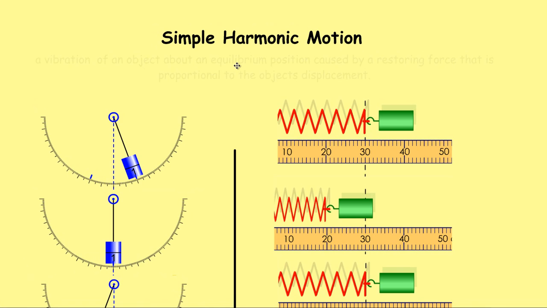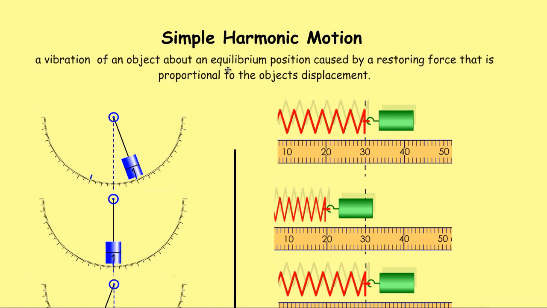So simple harmonic motion is just a vibration of an object about an equilibrium position that is caused by a restoring force that is proportional to the object's displacement. This is kind of a long definition, but we see it in pendulums, and that's why we've been doing pendulum labs. And we also see it in springs, and that's why we've done spring labs. Any object that vibrates about a position where it normally wants to rest undergoes simple harmonic motion.